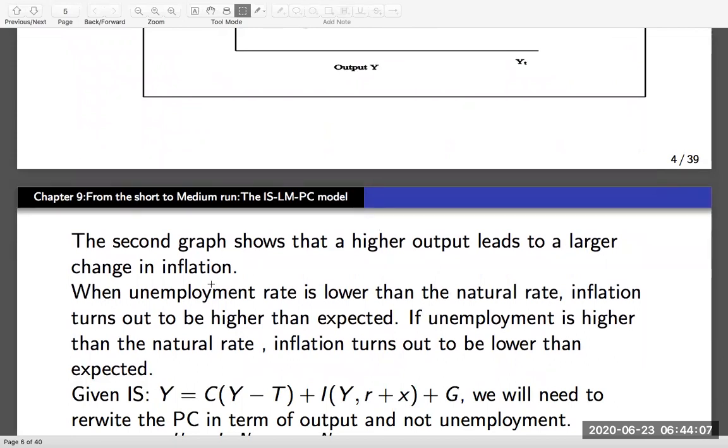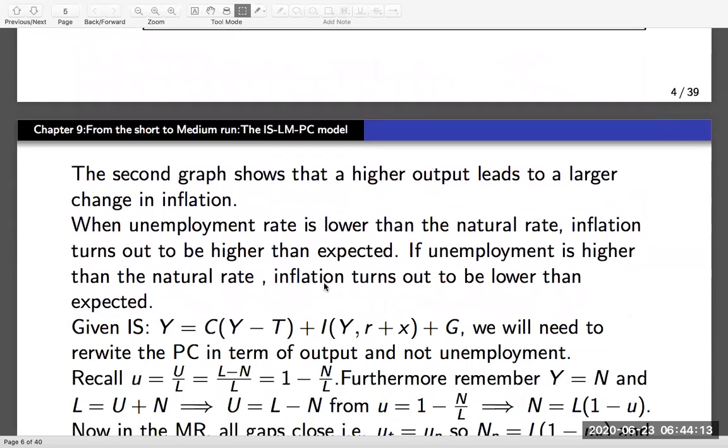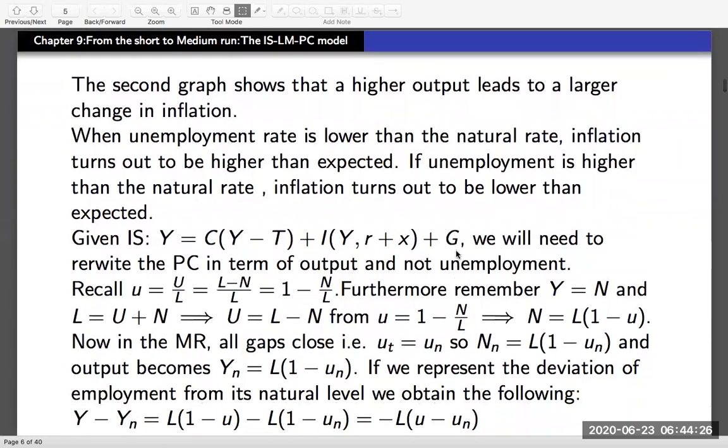But how do we get there? When the unemployment rate is lower than the natural rate, inflation turns out to be higher than expected. If unemployment is higher than the natural rate, inflation turns out to be lower than expected. So given that we have this as our IS, we will need to rewrite the PC in terms of output and not unemployment.